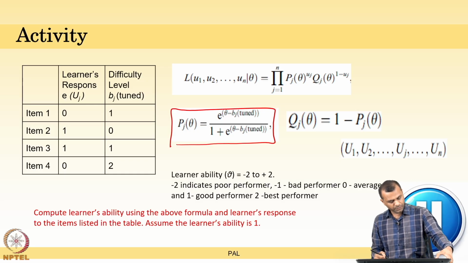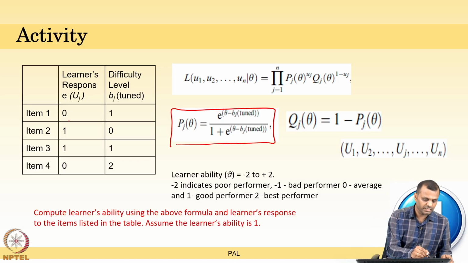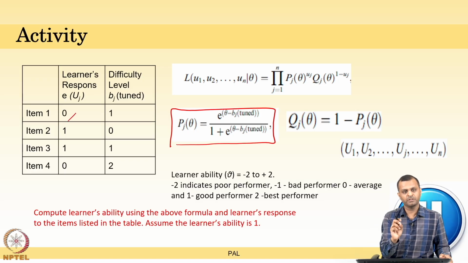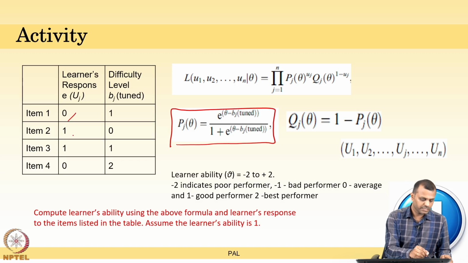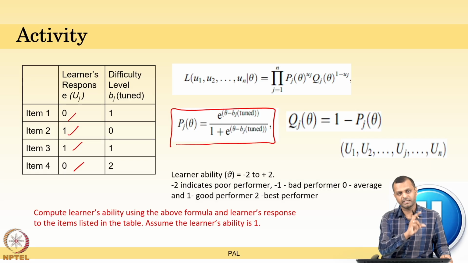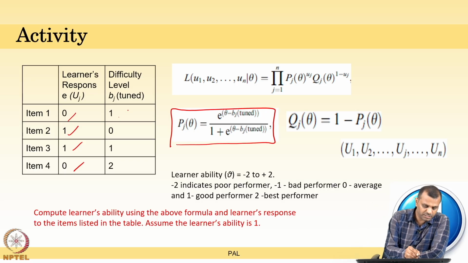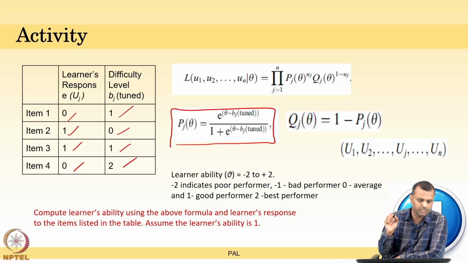The learner responds to four items: item 1, item 2, item 3, item 4. The learner responds to item 1 whether he understood the item or not. He said no, I don't understand. He said yes, yes, no. Okay, this is the learner's response to each item. We already computed the difficulty level of each item after all the responses from the students. Item 1 is kind of hard, this is medium hard, very hard. Okay, this is the table we have.